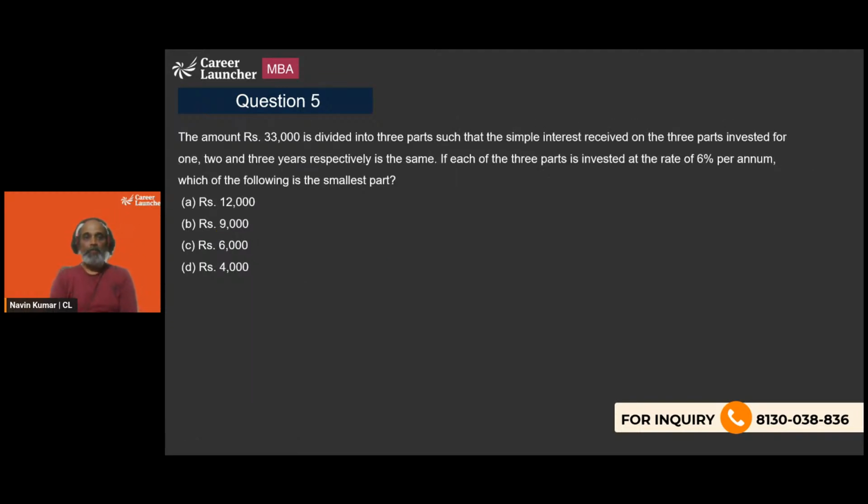Next. The amount rupees 33,000 is divided into 3 parts such that the simple interest received on the 3 parts invested for 1, 2, and 3 years respectively is the same. So basically, if the first part is P1 and 6% per annum is the rate of interest, invested for 1 year, this is going to be the same interest as the second part at 6% for 2 years, and the third principal at 6%, 3 years.